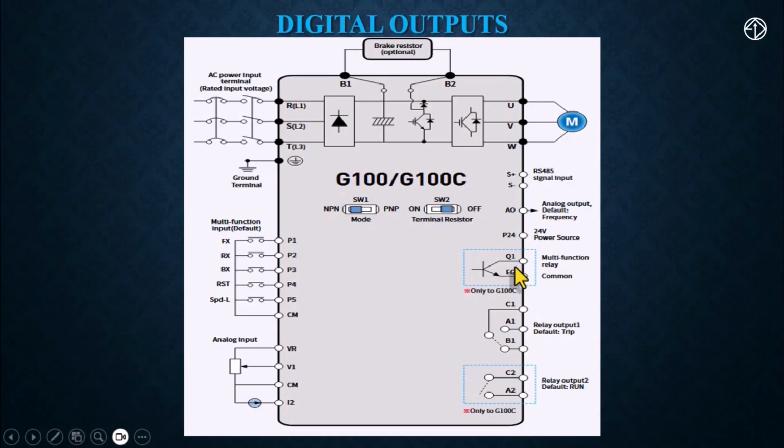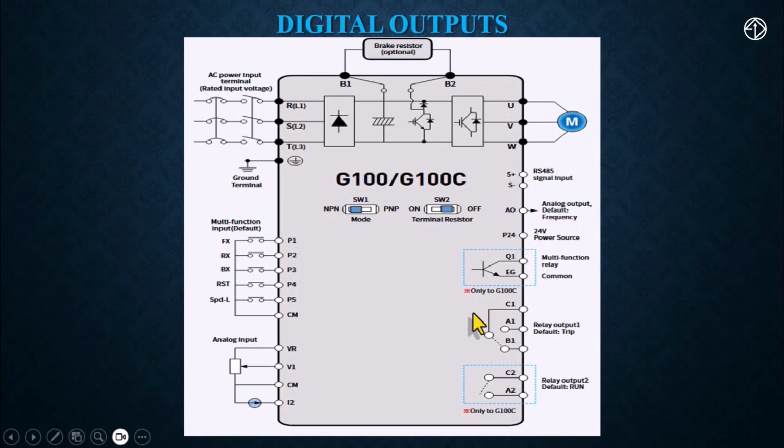So the standard G100 inverter, the regular model, has two relay outputs and no transistor output. But in the G100 compact model, which ranges from 400 watts, 0.4 kilowatts, up to 2.2 kilowatts, the inverter has both relay and transistor outputs, which are the Q1 and EG terminals. For the relay outputs, the A1C1 terminal is normally open and the B1C1 terminal is normally closed.